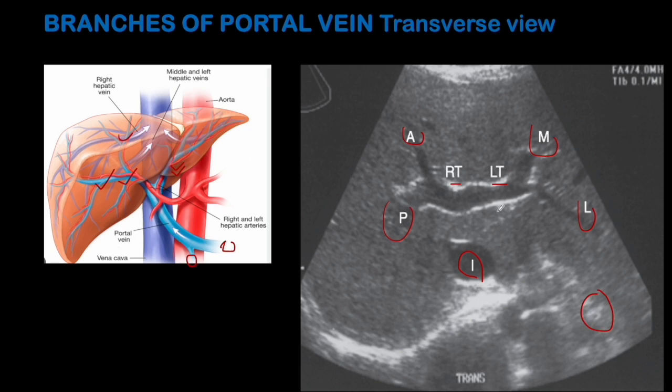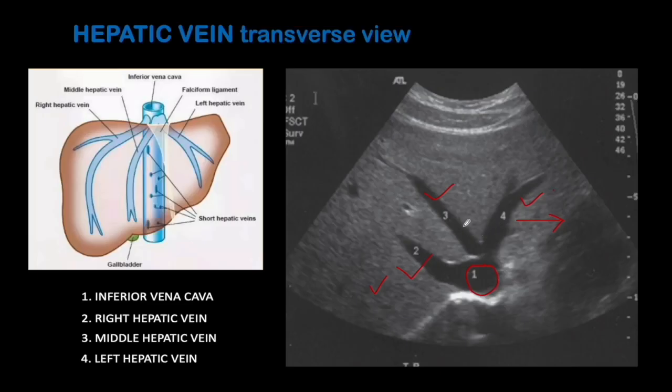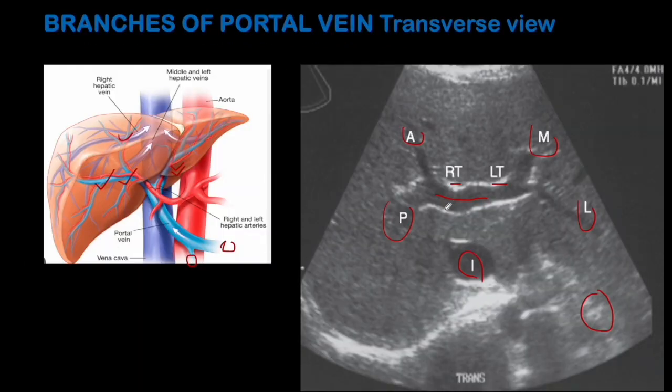Portal vein can be differentiated from hepatic vein as the portal vein is surrounded by echogenic rim. Here in this diagram, you can see this is the vessel lumen. On the peripheral part of the lumen, you can see this echogenic rim. If you see this echogenic rim around this blood vessel, then this is portal vein. Whereas in hepatic vein, you cannot see that kind of echogenic rim. So this is hepatic vein. You can easily identify hepatic vein from portal vein by absence of echogenic rim around the blood vessel.